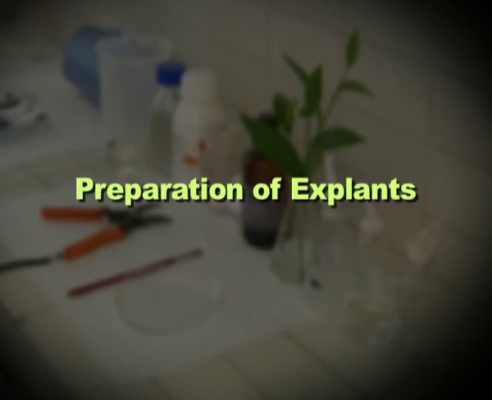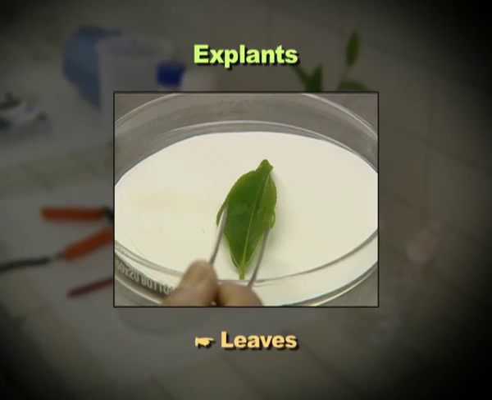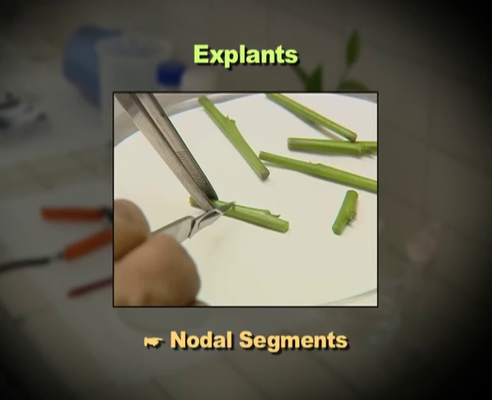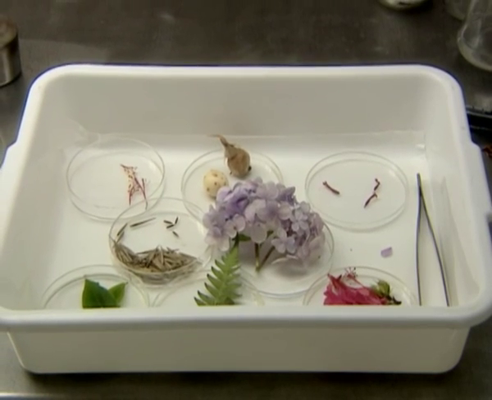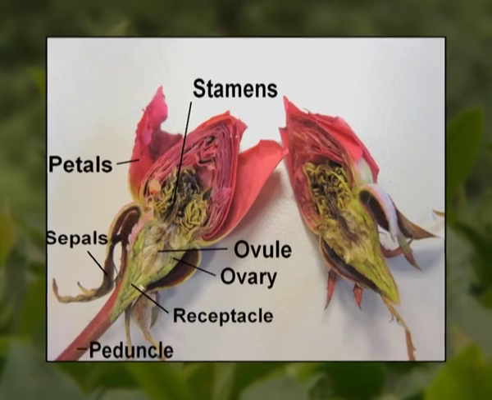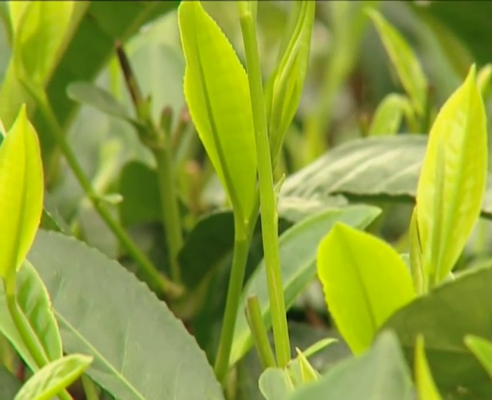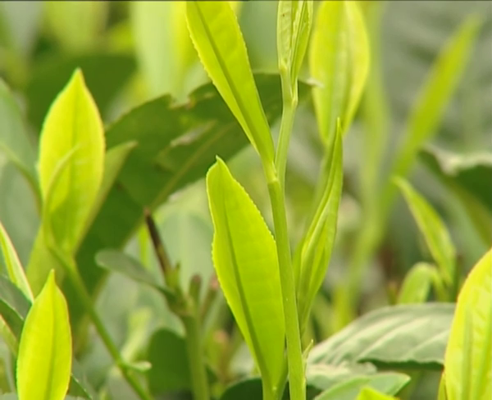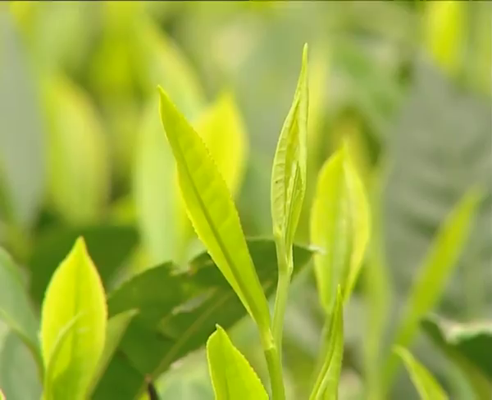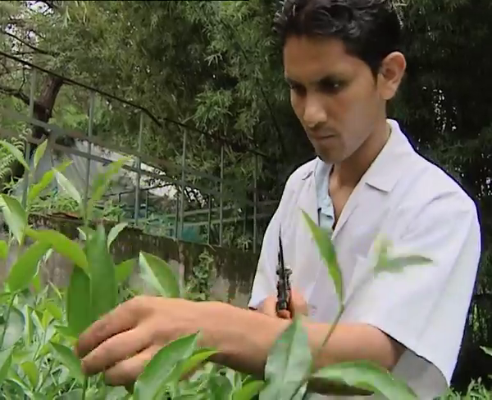Preparation of explant. Different kinds of explants such as petals, leaves, buds, ovaries, seeds, anthers, and nodal segments can be used for plant tissue culture because each and every cell of the plant is capable of giving rise to a new individual. However, care must be taken to collect these explants from disease-free, healthy, and actively growing plants, preferably having some meristematic areas of high cell activity.